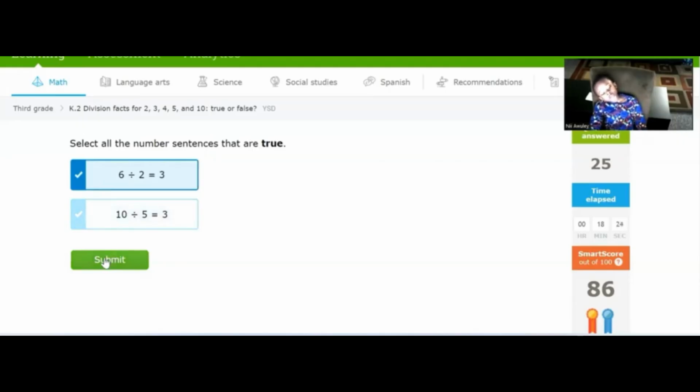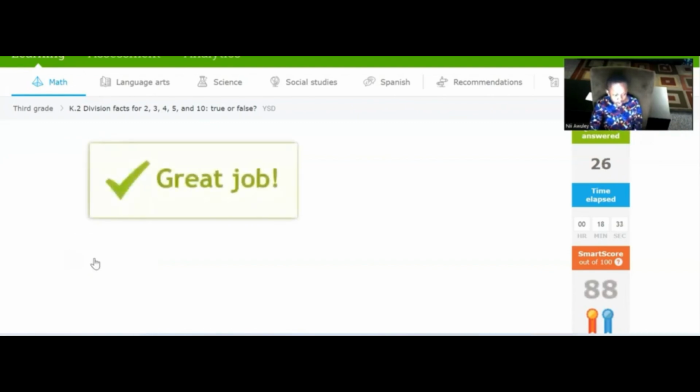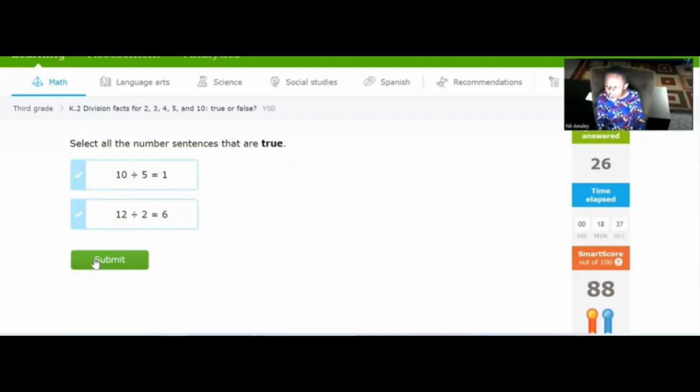5 times 3 is 15. 10 divided by 5 is 1. That will be false. 12 divided by 2 is 6. 2 times 3 is 6, 2 times 4 is 8, 2 times 5 is 10, 2 times 6 is 12. This answer is correct.